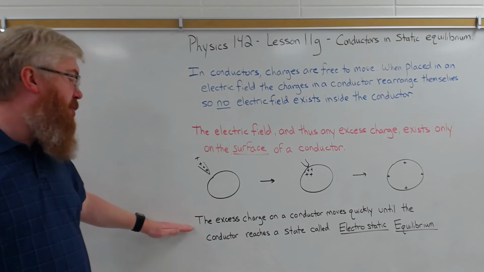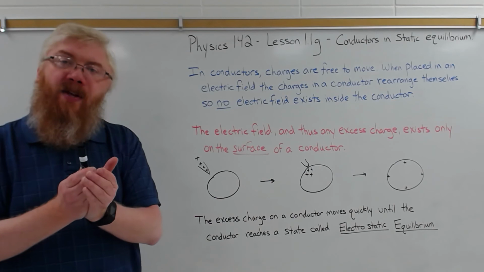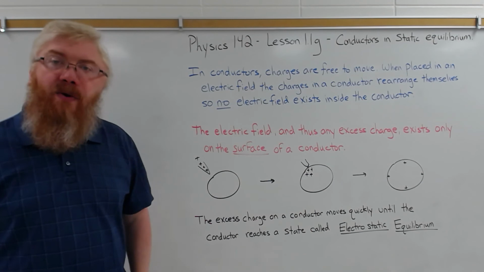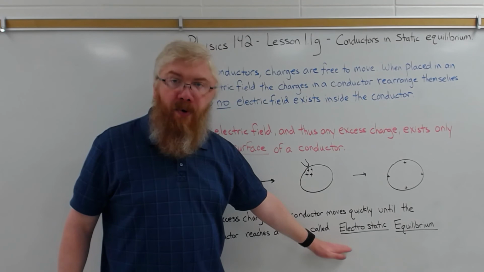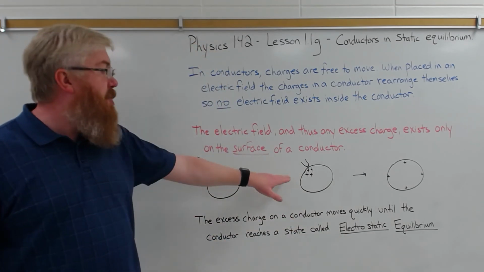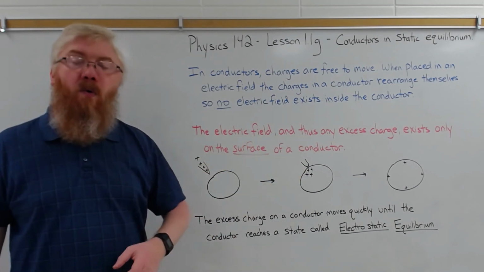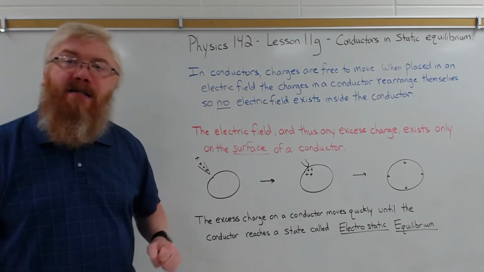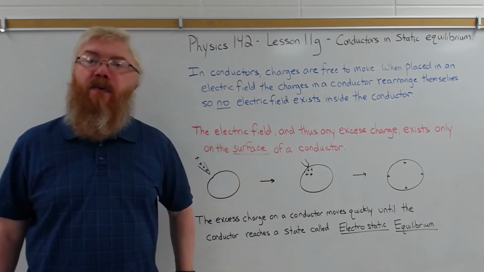So if excess charge is placed on a conductor, it moves quickly until the charge is on the surface of the conductor, arranged in such a way that the electric field is zero inside that conductor. We call this state electrostatic equilibrium. This happens very rapidly. Now note that I'm just depositing a little bit of charge and then leaving it. I'm not putting a current through this conductor. We'll talk about currents later on this semester. We're just talking about depositing some excess charge in a conductor and have that excess charge move quickly about.